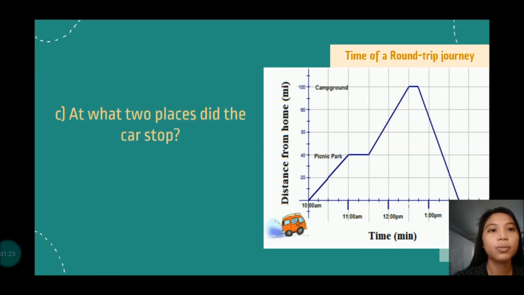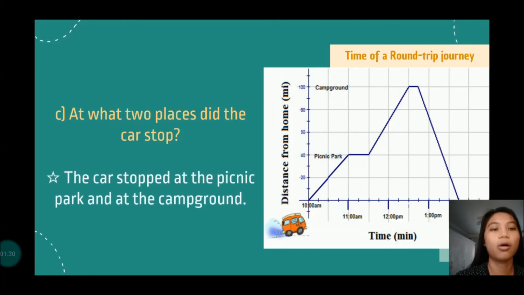Next, at what 2 places did the car stop? This question does not involve any solving, so the answer will be the car stopped at the picnic park and the campground.